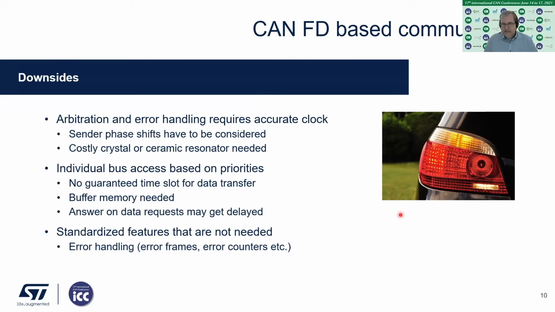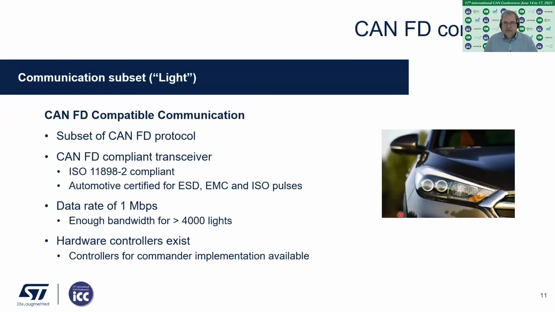So therefore, we came up with the idea of a network which is CAN FD compatible, and it's a communication subset. The CAN FD compatible communication is a subset of the already existing communication protocol. In the CAN automation standard that we are developing, we say it's an implementation based on a subset of the CAN FD protocol, to be more precise. We use a CAN FD compliant transceiver. There's no need to reinvent the wheel here.